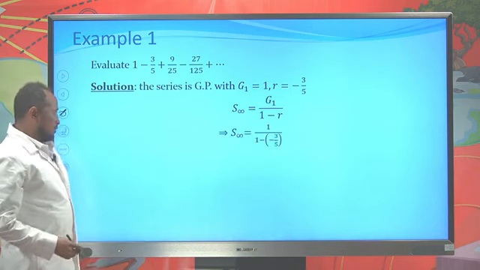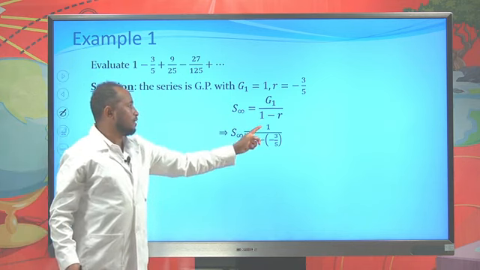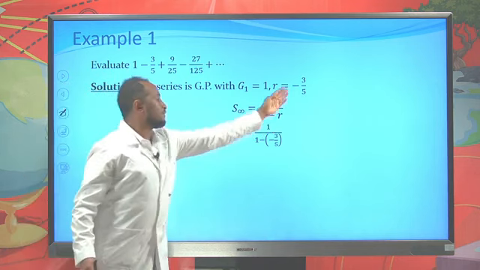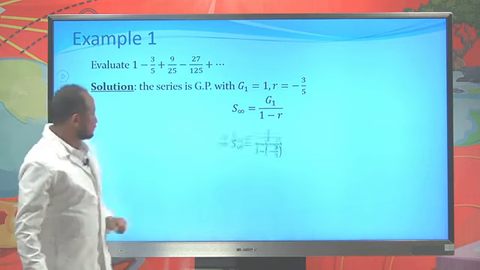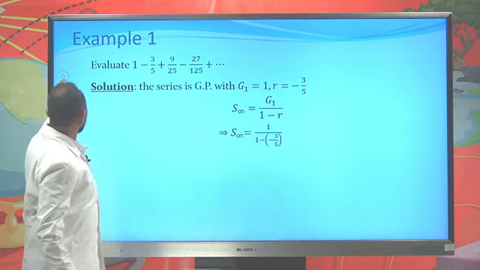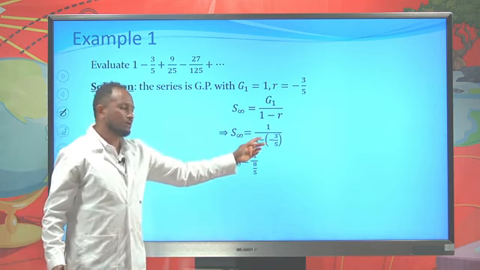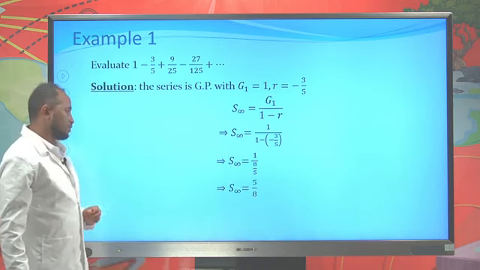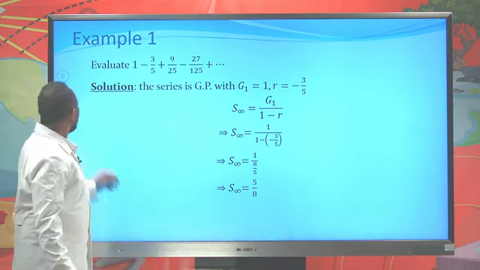So putting the numbers in the formula, g1 is 1, over 1 minus the common ratio, here -3 over 5. So this becomes plus. S infinite is equal to 1 over the sum of this, which is 8 over 5. When you divide this, you get 5 over 8. So the infinite sum of this series is 5 over 8. Now let's continue to another example.